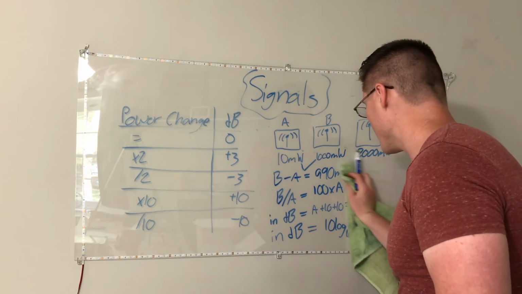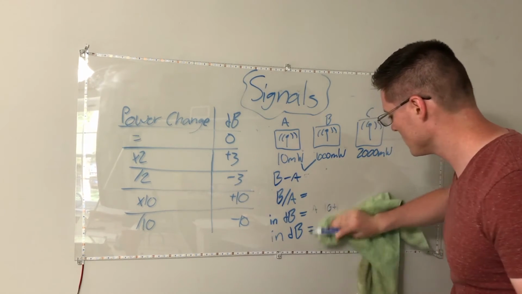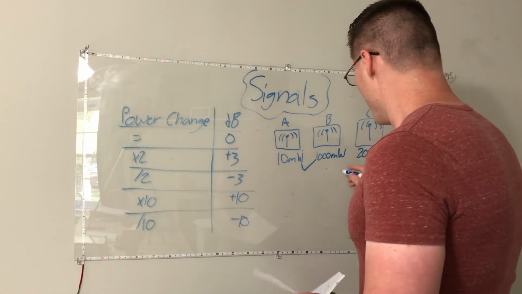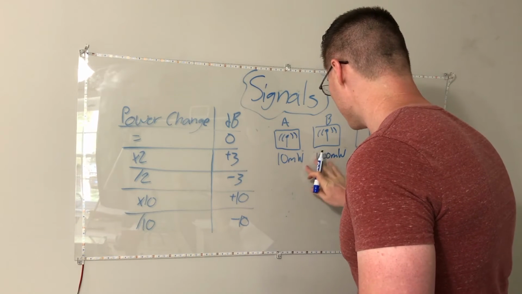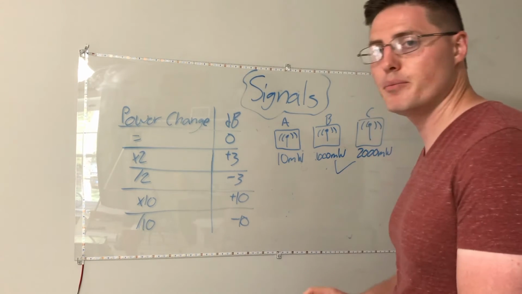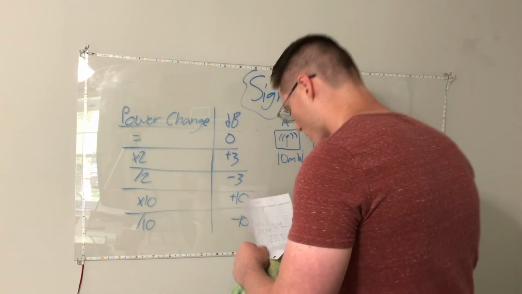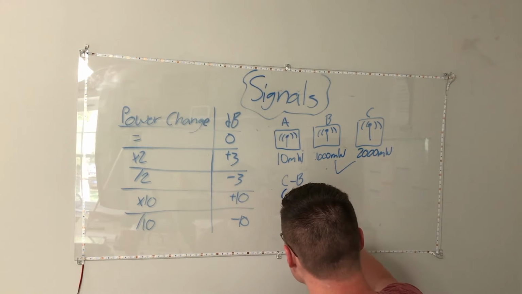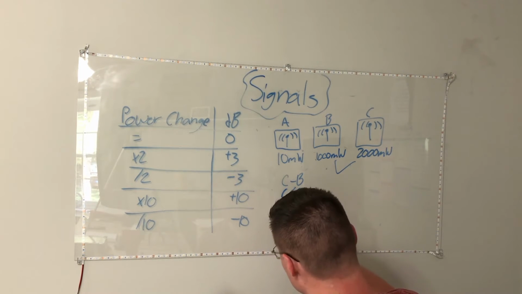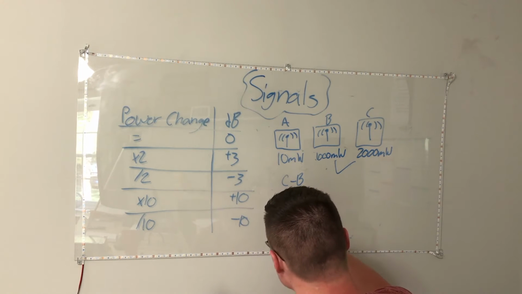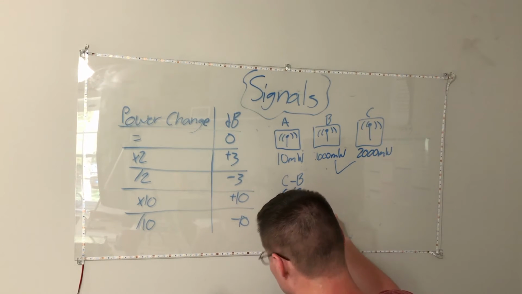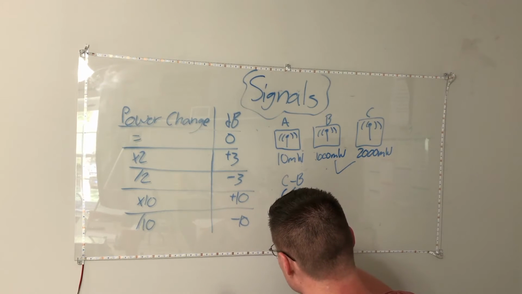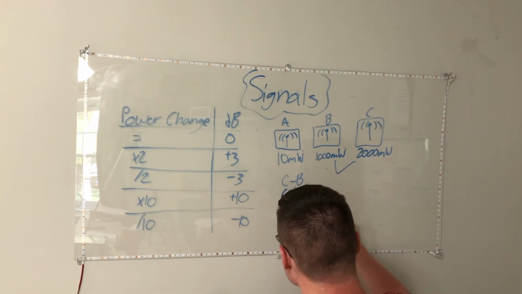So let's go through the second example. Second part of this example. We have one more example after this. But now we're concerned about B and C. So we're going to look at C minus B. We're going to look at C divided by B. We're going to look at in decibel for C, and then we're going to look at in decibel for C with the formula.